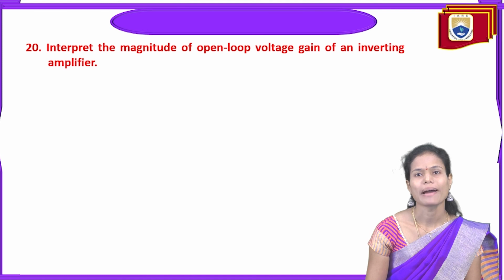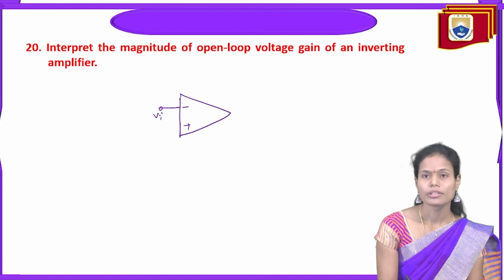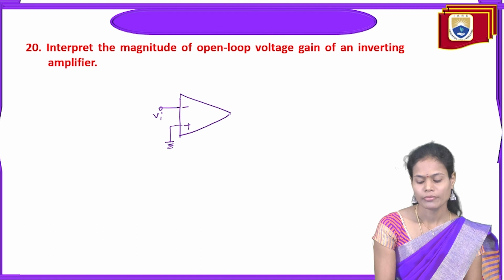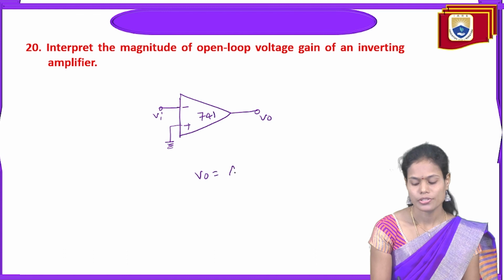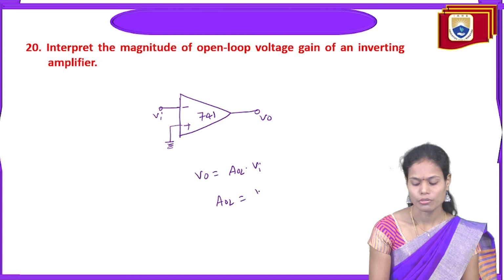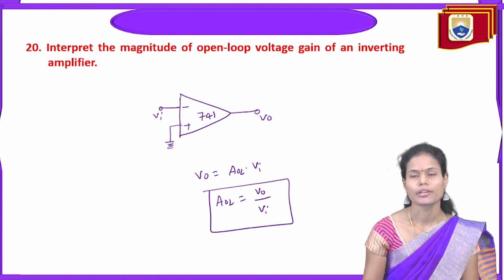And interpret the magnitude of the open loop voltage gain of an inverting amplifier. For this purpose, again I am applying the input to the inverting terminal of the operational amplifier, and the non-inverting terminal I am making ground, and this is the output voltage I am taking. So the output voltage is open loop gain times the input voltage. So the open loop gain is equal to V0 by Vi. This is the value of open loop gain in the case of the operational amplifier in inverting mode.